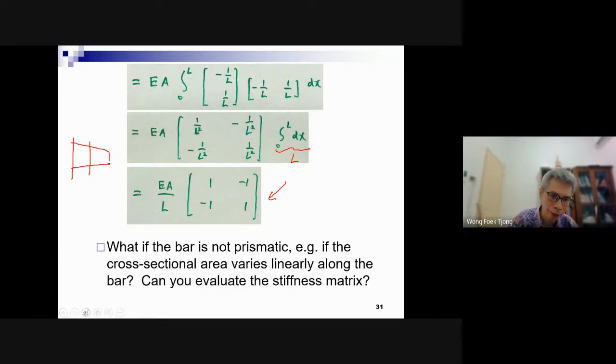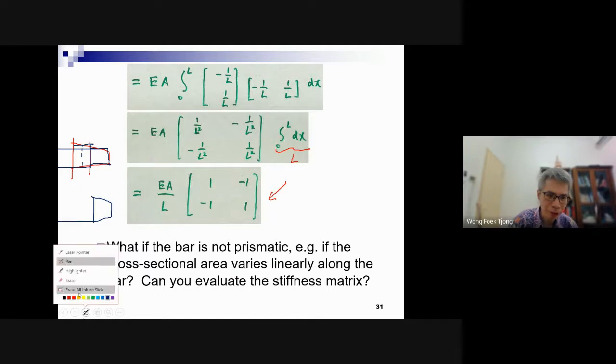Let me use another color. We can model it, for example, by taking the middle cross section and changing it into this one, the model. But it's also possible to use the original model, the tapered one. It means you use a tapered element like this. Can we formulate the stiffness matrix for the tapered element? So this is my question.